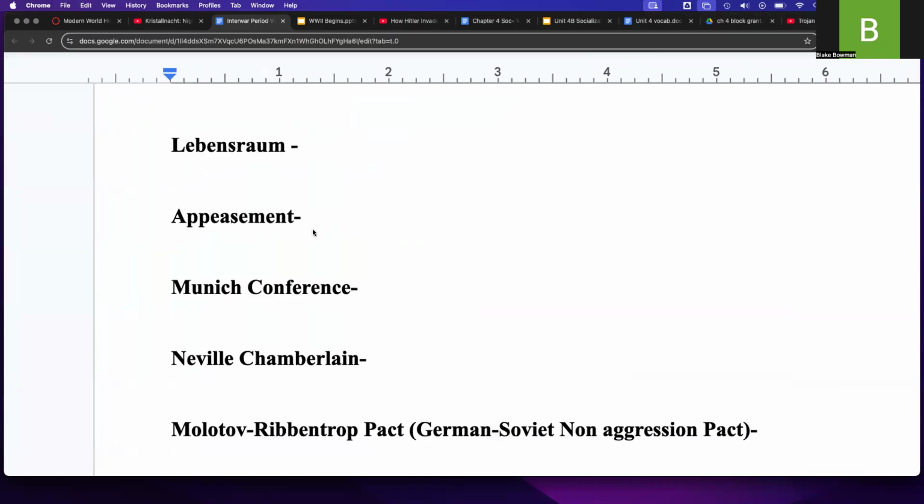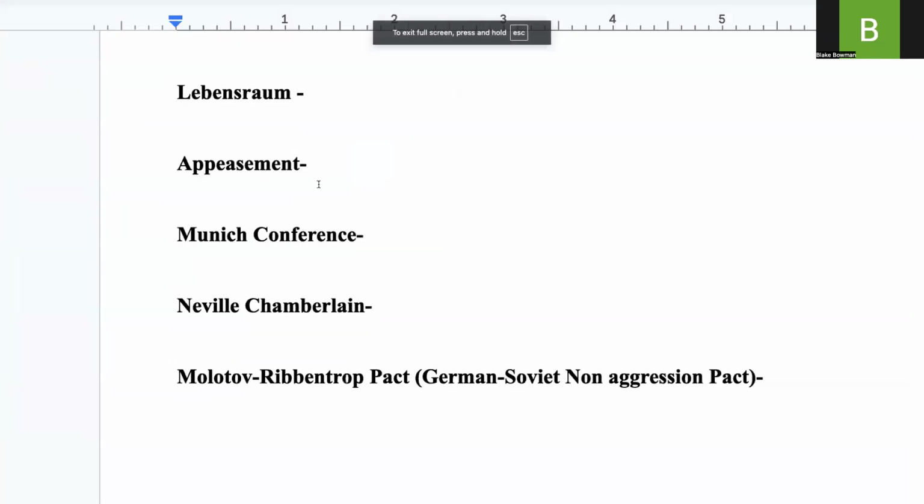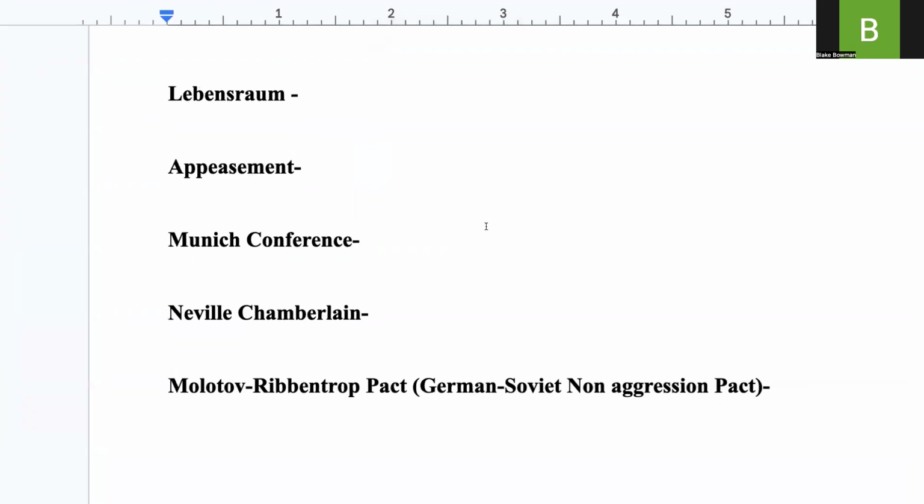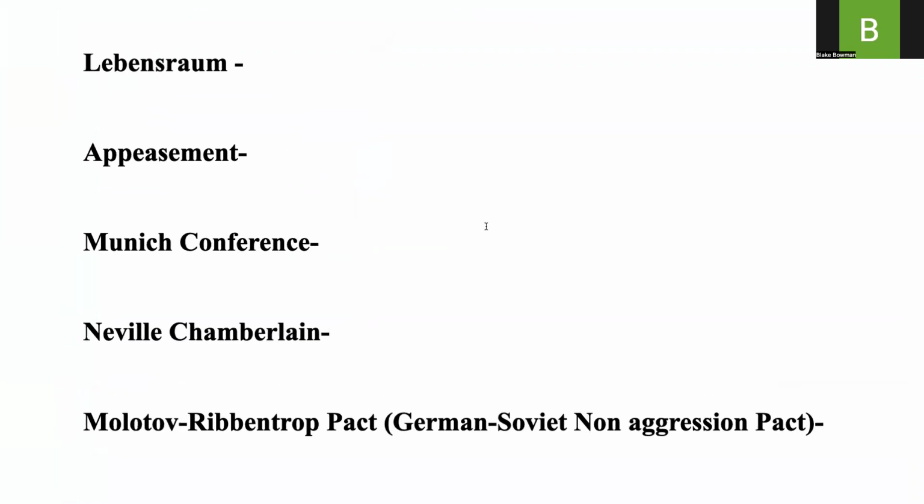All right, so we have Lebensraum, appeasement, the Munich Conference, Neville Chamberlain, and then the Molotov-Ribbentrop Pact, also known as the German-Soviet Non-Aggression Pact. With these terms today, we're going to focus on Hitler's expansion, right? How Germany is going to look to claim some of this land that Hitler believes was wrongfully taken from them at the end of World War One.